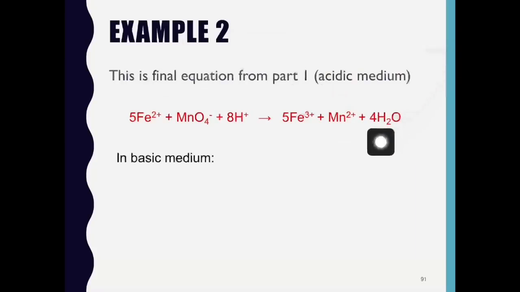So actually this equation is the final equation from part 1, which is in acidic medium. To write the equation in basic medium, on the left side we have 8H plus in the final equation. So what you should do now is add 8OH minus to both sides. So 8H plus 8OH minus will form 8H2O. Okay, now let's rewrite the equation.